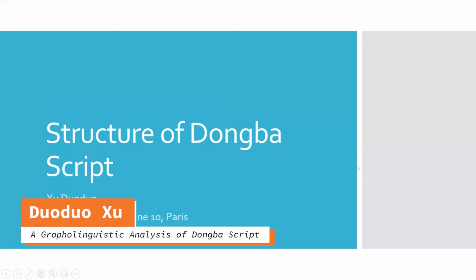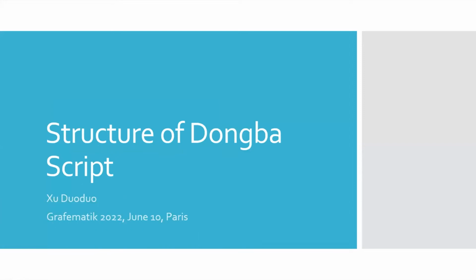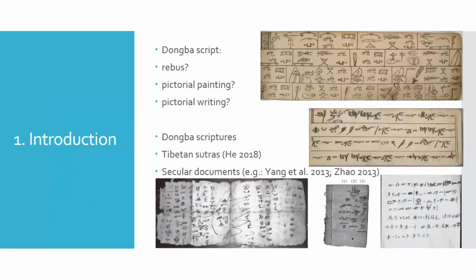Everyone, today I'm going to present my studies on the structure of Dongba script. Dongba script is a very unique and mysterious pictographic writing system still surviving in this world.